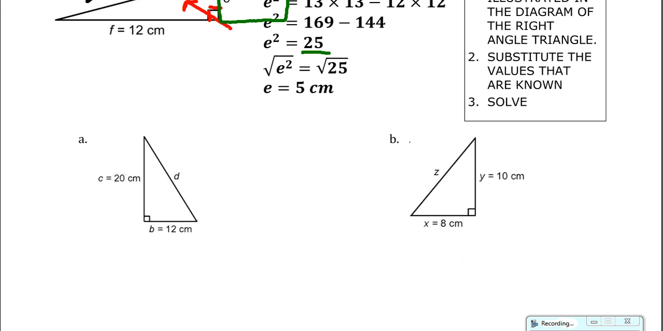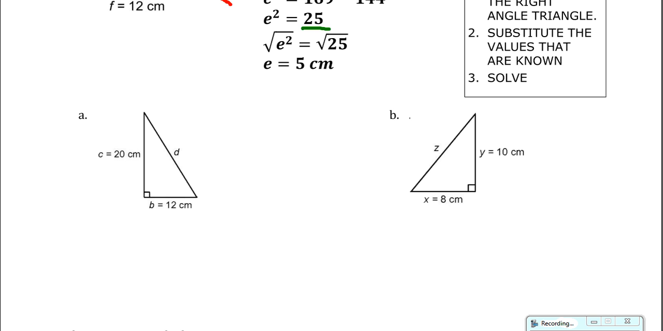Okay, so we're gonna solve these two. No, actually, I'm not gonna solve these two. You're gonna solve these two, and we can check them tomorrow. Keep in mind that you need to find the hypotenuse first. Okay.